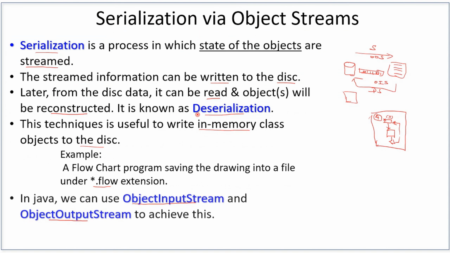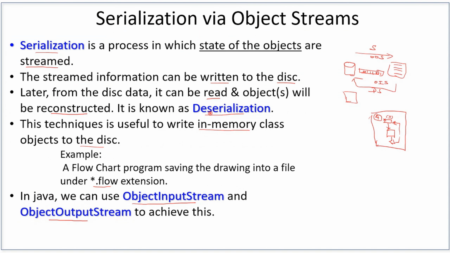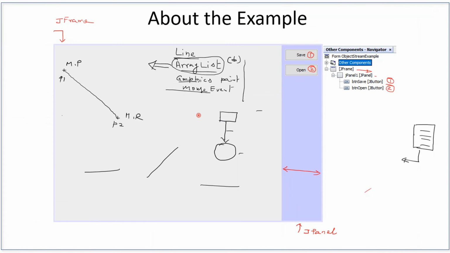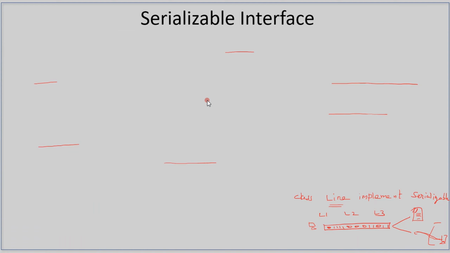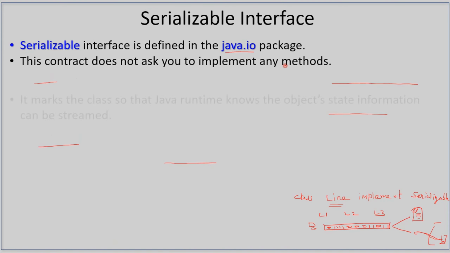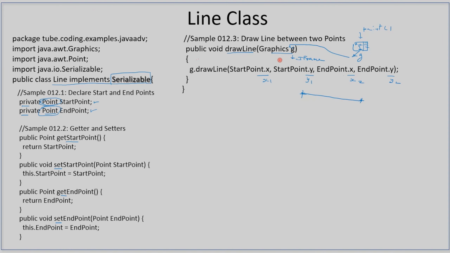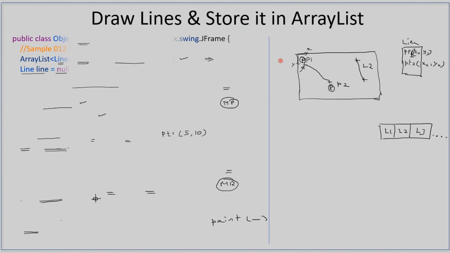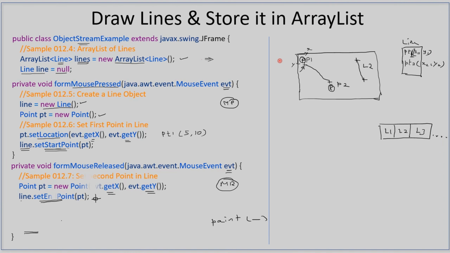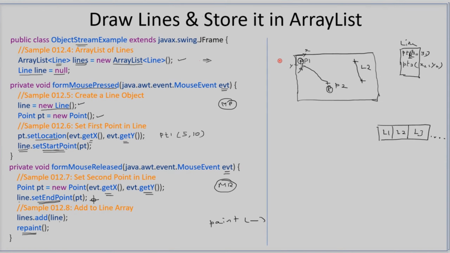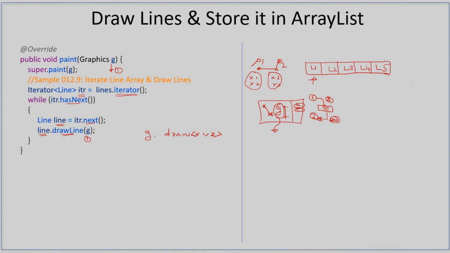So in the very first video, we learned about the basics of serialization. Next, we talked about the example. After that, we talked about the serializable interface. Then we talked about the line class and we created the line class. Then we implemented the mouse handlers and we actually performed the line drawing.